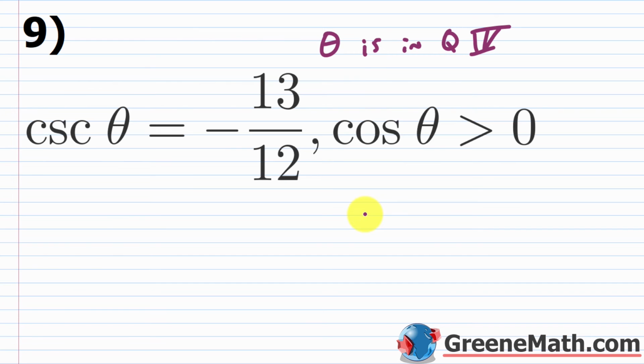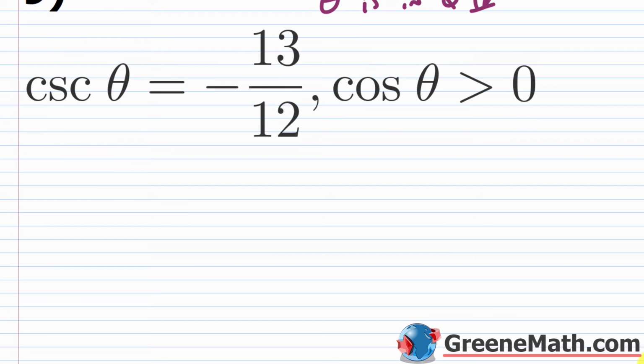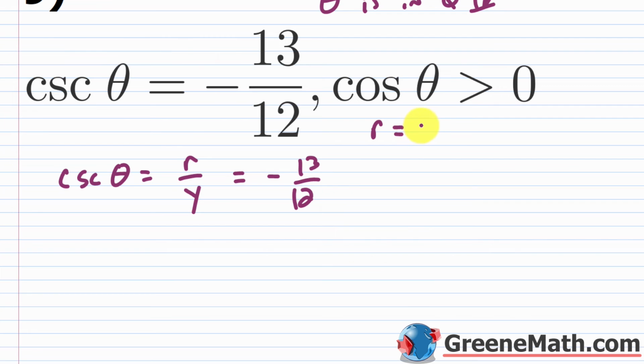So now we know the x values are positive and the y values are negative. Coming down here, we have that the cosecant of theta, which by definition is r over y, is equal to negative 13/12. For the r value, I'm going to say it's positive 13, and the y value is going to be negative 12 because, again, if we're in quadrant 4, the y values are negative. So what's the x value going to be? Well, we know it's going to be a positive value.